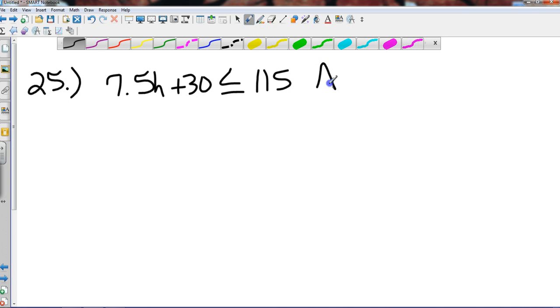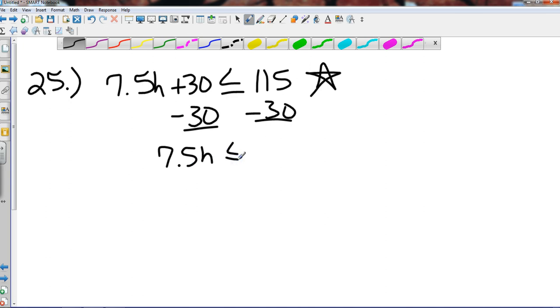There's my first gold star. What's my first step? Subtract 30. What this tells you logically is, hey, I've already got 30 saved, so I need to work $7.50 an hour for so many hours to earn how much money? $85. Divide both sides by 7.5.